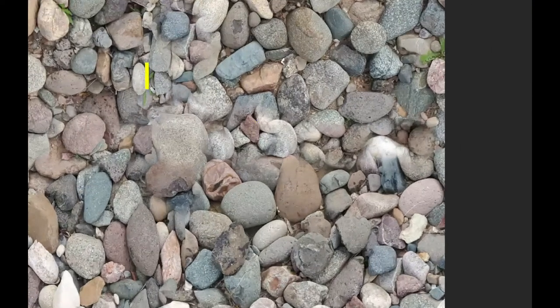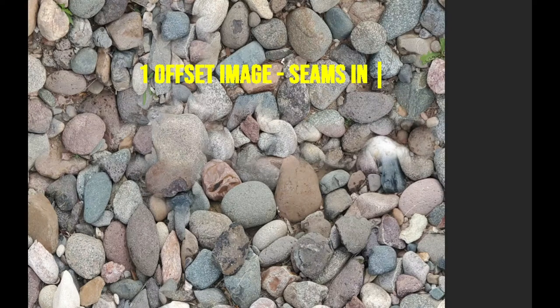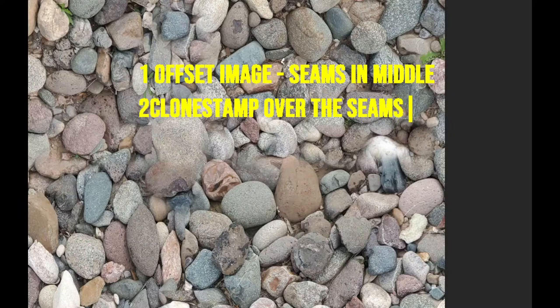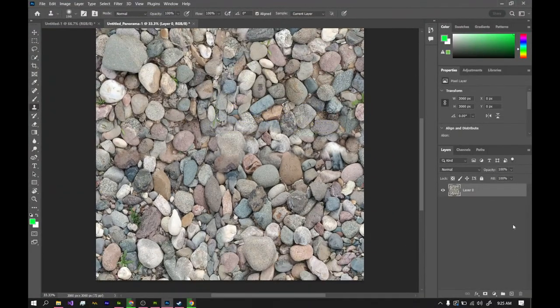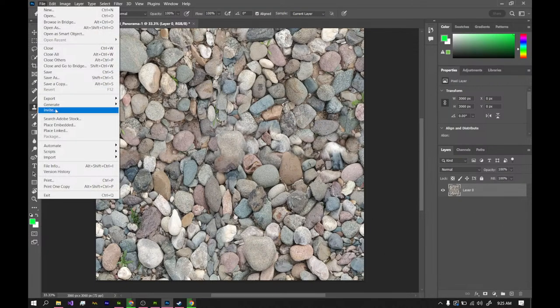This is essentially two steps again. One, offset the pattern or offset the image so that the seam is in the middle. And then two, clone stamp over the seams. Now, when I bring this in, I'm not going to use the make a tile on this, right? Because I just did that part by hand here, right? So we'll export this as a PNG.